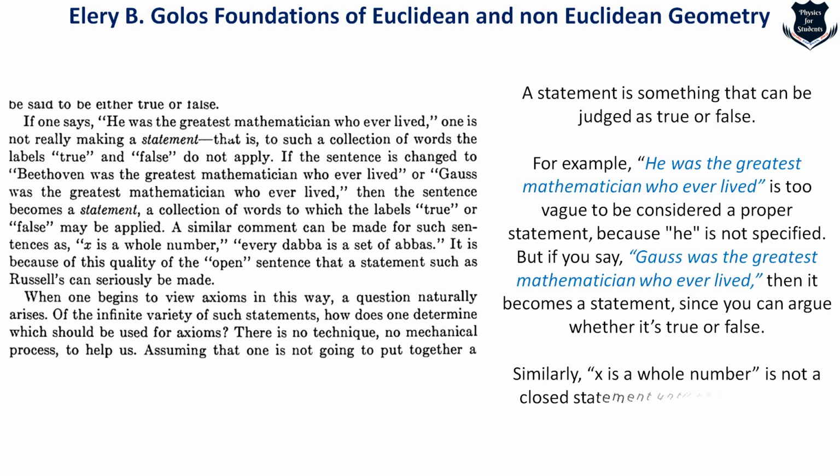So if you're saying that he was the greatest mathematician who ever lived, it is too vague. But if you say Gauss was the greatest mathematician who ever lived, then it becomes a statement. Similarly, x is a whole number is not a closed statement until you specify what is the value of x. So this would be a key takeaway from Golas' book. Very clear, very well defined, and there is no confusion in understanding the book.